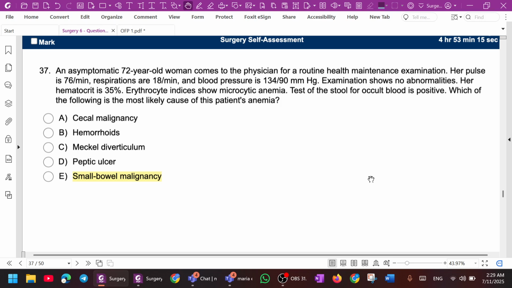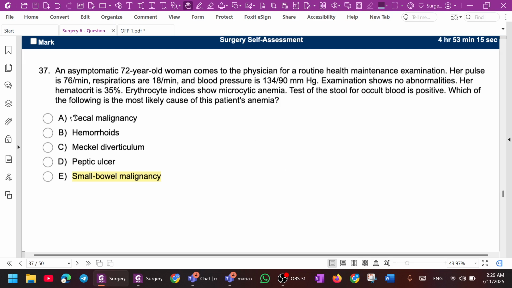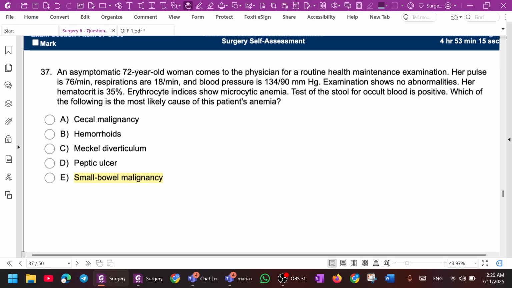It's cecal malignancy. I was between A and E. Cecal malignancy refers to colon cancer of the cecum, which is often insidious and can present with chronic blood loss resulting in iron deficiency, and stool that tests positive for occult blood.